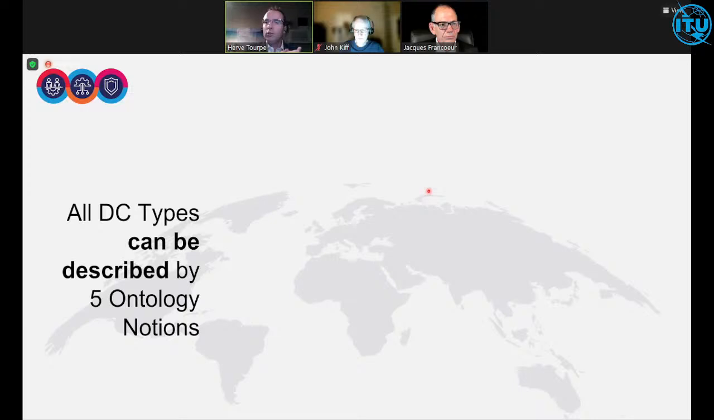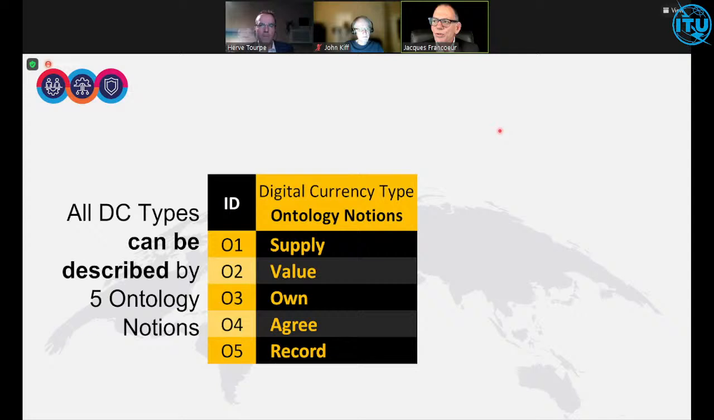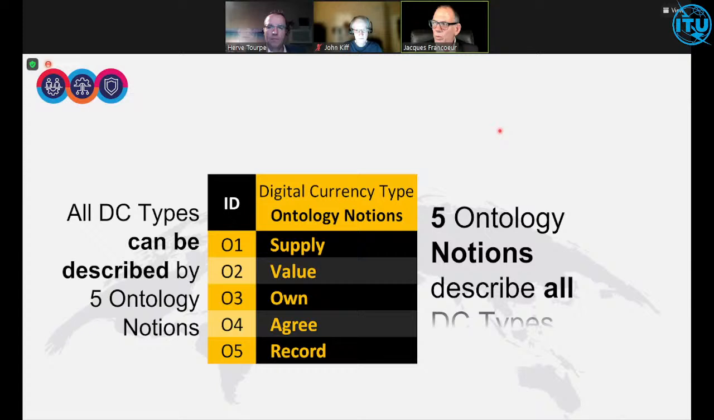Thank you. So let's make the first stipulation: that we want to find some ontology notions that describe all digital currency types. So this is like the requirements of the initiative. Are there a set of ontology notions? How many of them? Not many. Through this process of scientific method and iteration with a policy expert and a technology expert, this is the assertion that all DC types can be described by five notions.